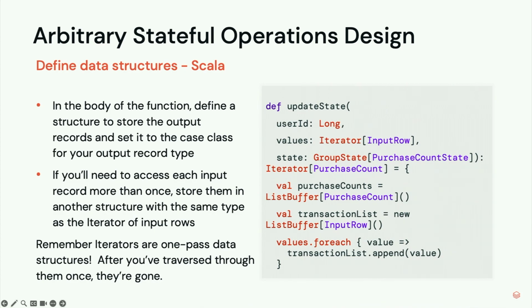Now, this is important. If you're going to access your input records more than once, so look back at the input records, the values field. That is an iterator. Iterators are one-pass data structures. Once you've gone through them once, it's gone. So if there's any chance that in your business logic you need to access these input rows more than once, you're going to want to put them in another structure so you can access them over and over. So that's what I've done here.